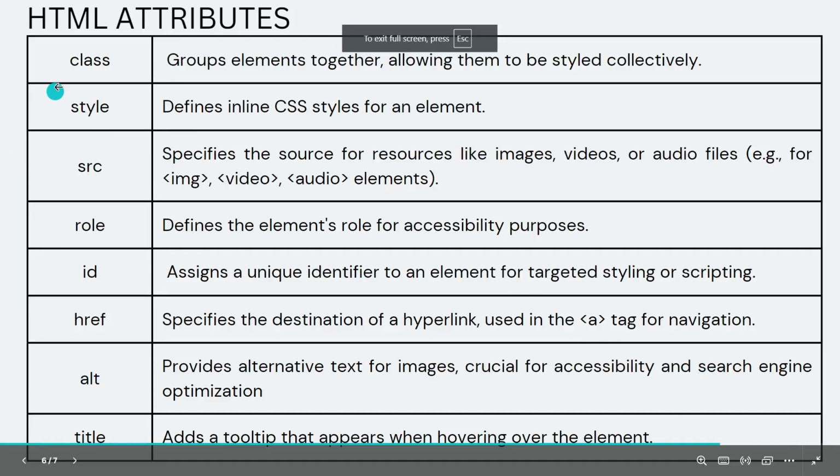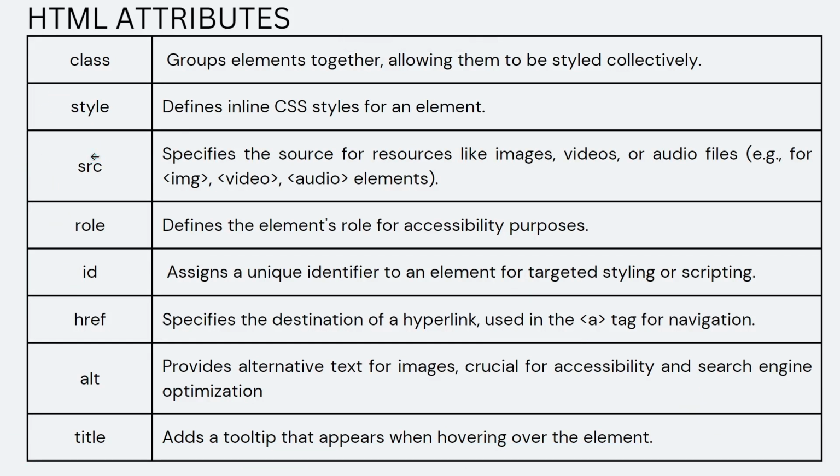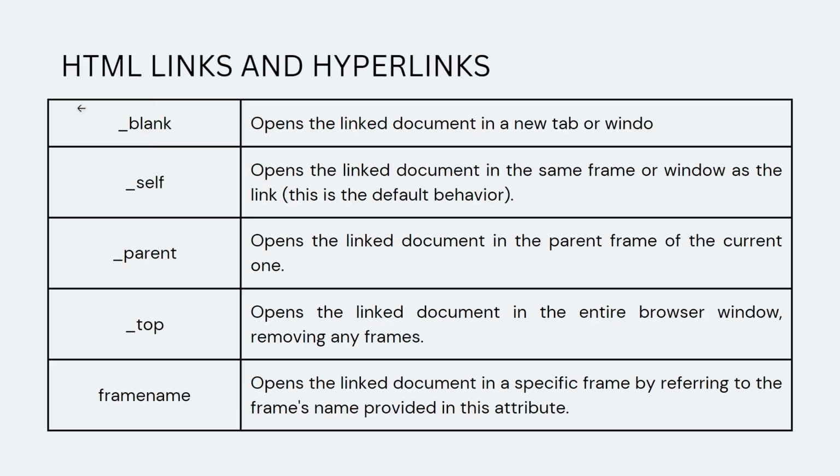For the ID and class, we will see how to use them when we start using the style sheet, and we can also see class and ID while using JavaScript. Similarly, style is nothing but an attribute where we can directly write the styles inline. Next come the links and hyperlinks. Links are nothing but the a tag that we had seen now, and it has some other properties such as blank, self, parent, top, and frame name. Blank means if we click on a link, it will be opened in a new tab or window. Let's see what it means.